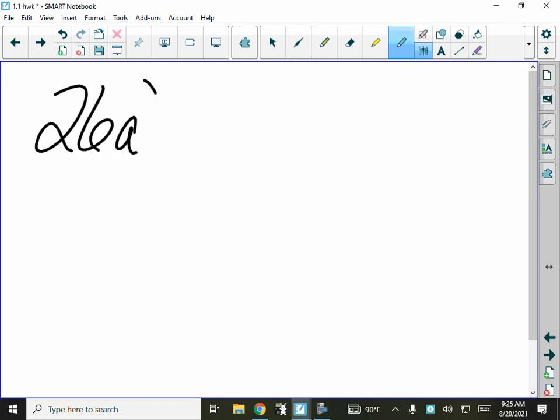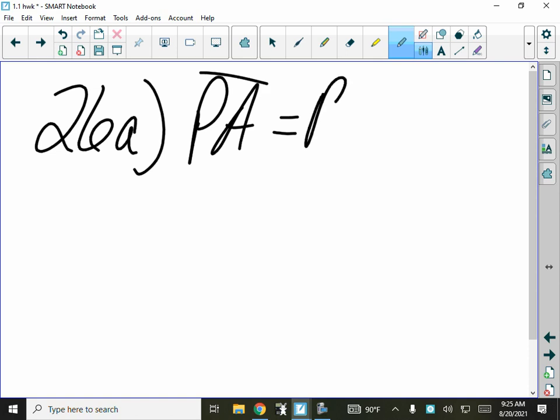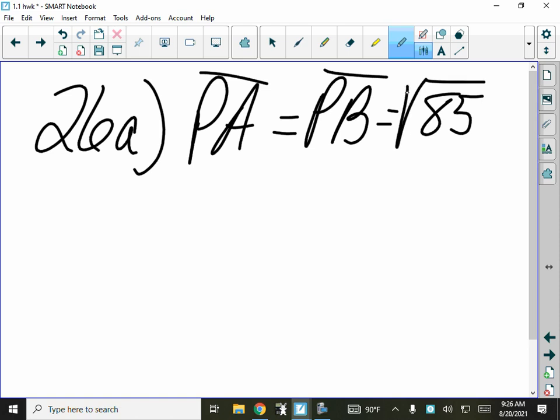On 26A, the distance of PA does equal the distance of PB, and of course, they were both, what? Square root of 85? No, just 85. They put the square root so that you can solve it. No, they were square root of 85s, right? Yeah, yeah.